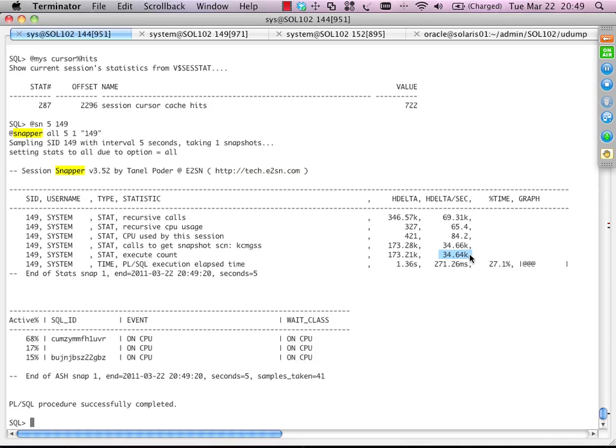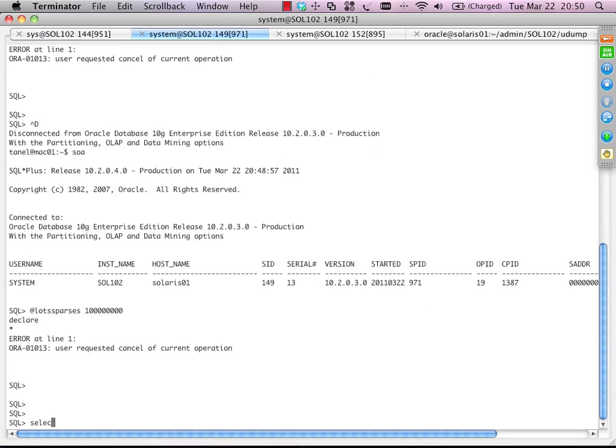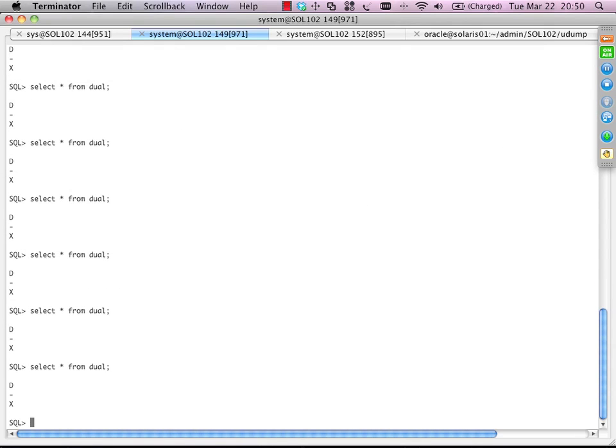So PL/SQL has a further optimization. It uses its own cursor cache, so it actually keeps the cursor open. So we don't see this statistic from here. But I can just do this. Let's just run a new test. You see, I run this multiple times, and let's see.